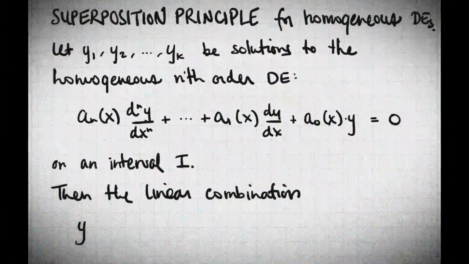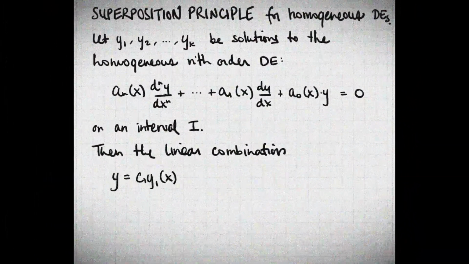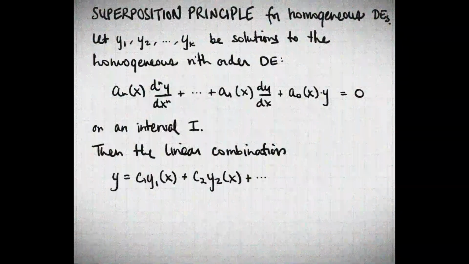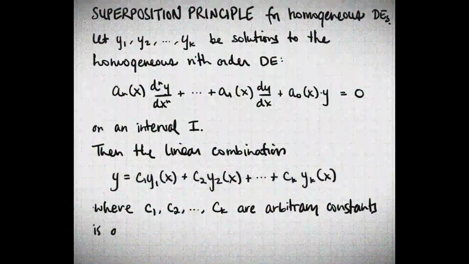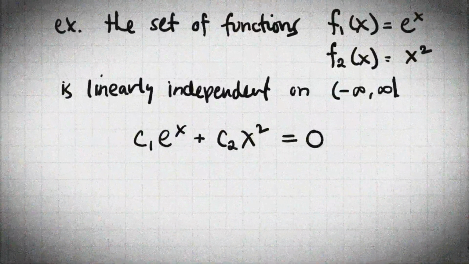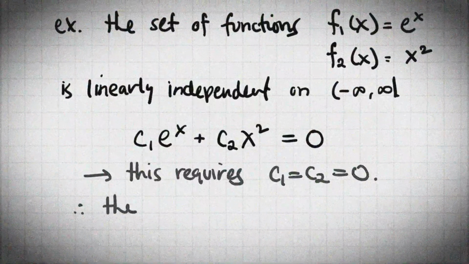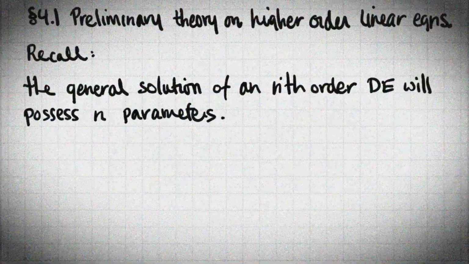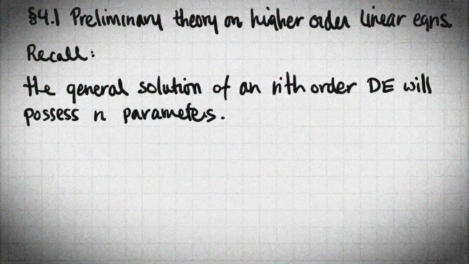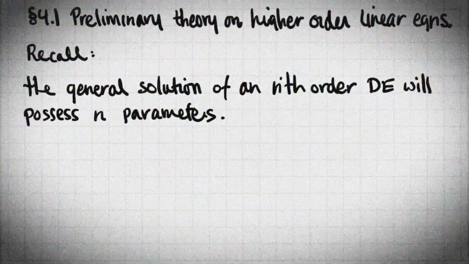Okay, it's time to tie everything together here. We've seen a lot in this lecture. So what do we know so far here? We know that if you have a set of solutions to a homogeneous linear differential equation, that a linear combination of those solutions will also be a solution. We also know that you only need to consider linearly independent solutions in this context. And the first thing we wrote down in this section, an nth order differential equation will possess n parameters.